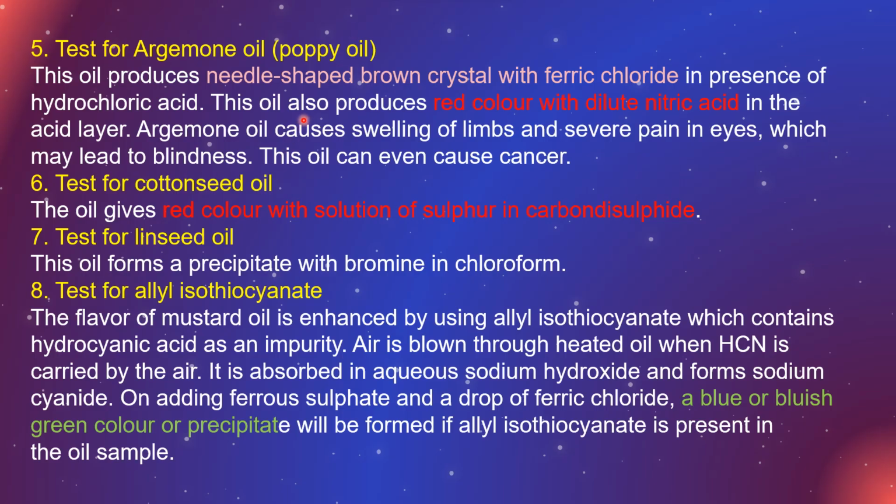To test the presence of poppy oil or argemone oil, we have to treat it with ferric chloride. When we treat with ferric chloride, needle-shaped brown crystals will be produced. Another test is that with dilute nitric acid, it will give a red color.